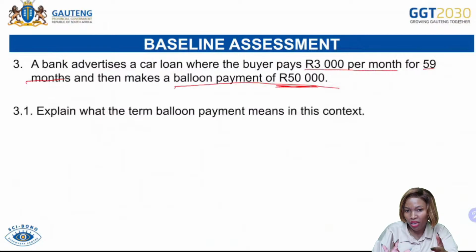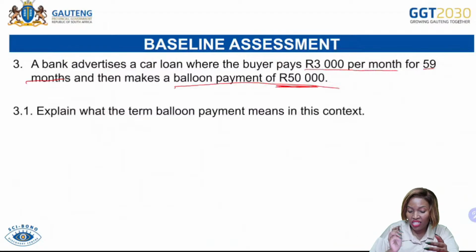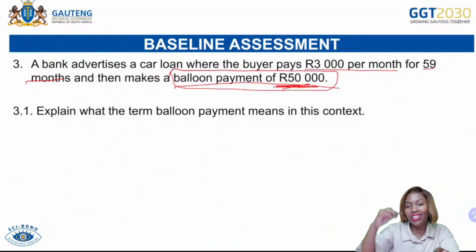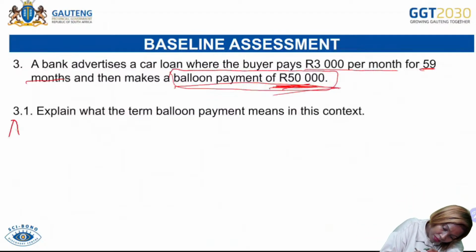What is a balloon payment? This is a lump sum that you pay at the end of the loan period. In this case, this person is going to pay a lump sum of 50,000 rand. You pay this at the end of the loan period. It means after 59 months. In month number 60, then this person is going to pay 50,000 rand. So let me write it down.